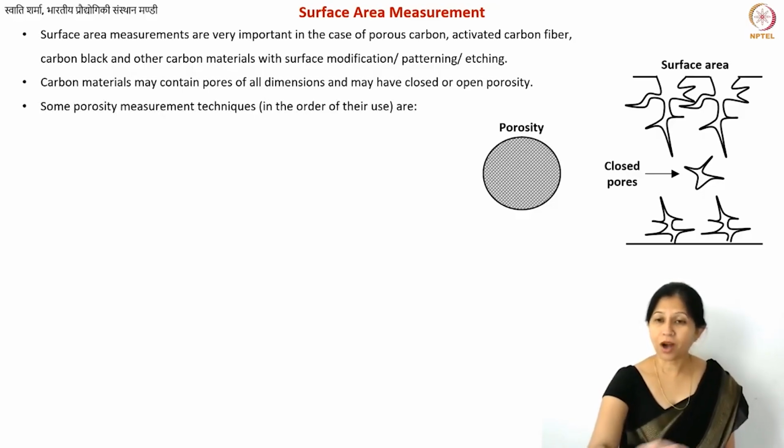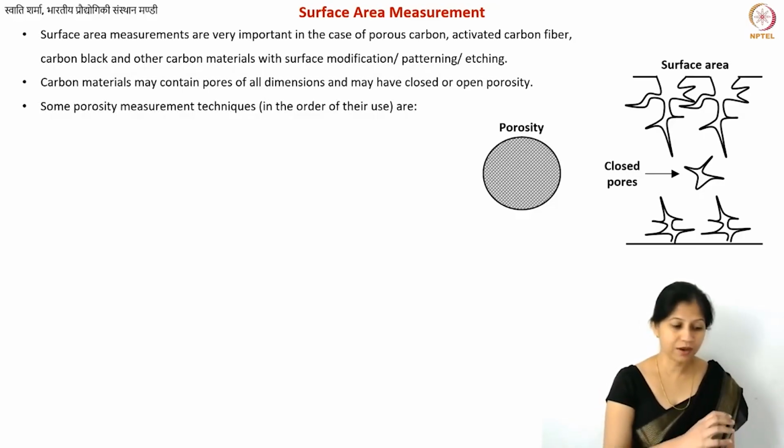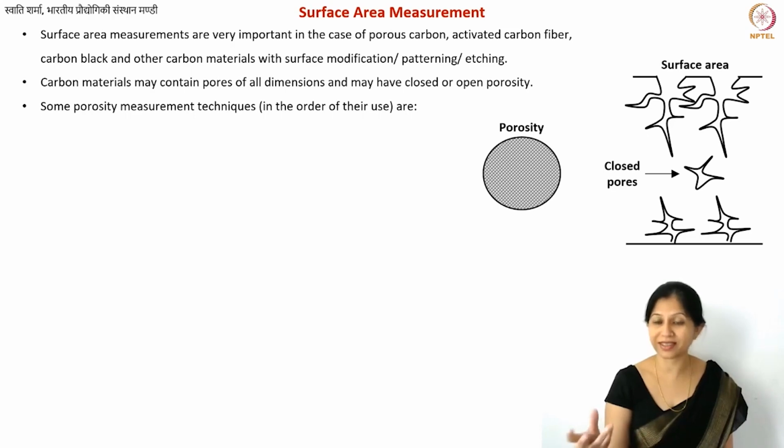Okay, so some common techniques. I will first tell you a number of techniques that are used, and some of them are more common than the others. The one that we are going to discuss, gas adsorption isotherms, is the most common technique. Of course, using that technique, you cannot get information about closed pores, and you cannot even get very accurate information about surface area, which I'm going to discuss. However, you get a very good idea of the surface area.